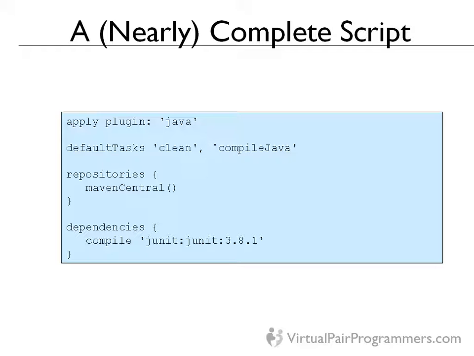That's one of the big features of Groovy, that you can twist and bend the language around to make it look completely different from a programming language. So this build script here would be capable of compiling a full Java project. I'll talk about what the apply plugin and default tasks and repositories is shortly.